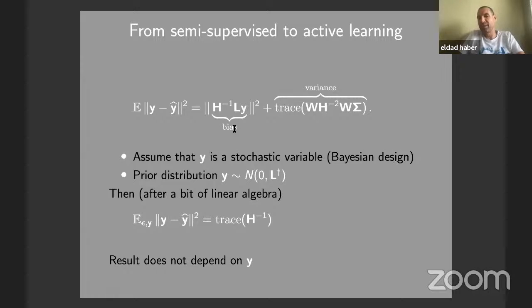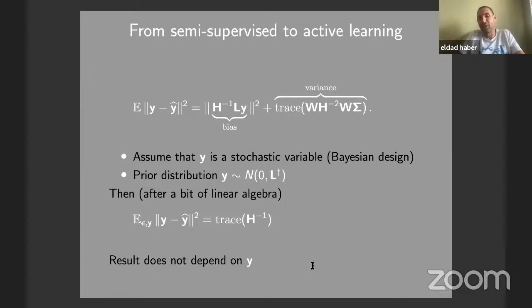If you have a stochastic variable, then this is not going to become anymore a bias term, because bias per se does not exist in the Bayesian techniques. But what you do is that if you assume that y, to make it a little bit more interesting, is just normal with mean 0, and also smooth with L pseudo inverse covariance matrix, you can plug the whole thing in, and what you'll get is a very nice expression. One of the reasons I think people like Bayesian estimates is exactly that. All these kind of things shrink to one thing, the trace of H inverse, and that's it.